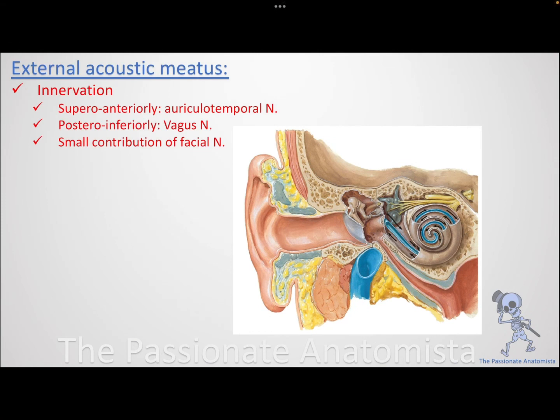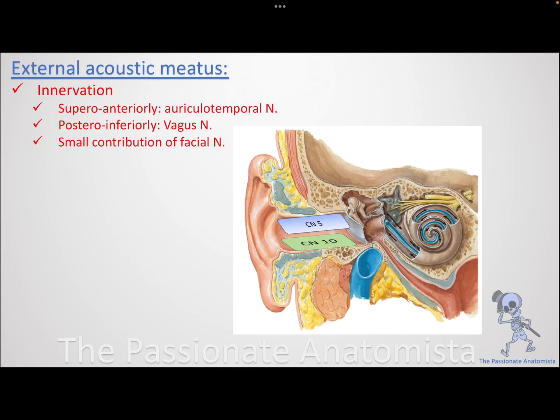Now, what would be the innervation of the external acoustic meatus? I try to make it simplified. I want you to remember that when you study the innervation of the external acoustic meatus, you have the superior and anterior part, superiorly and anteriorly, it's a branch of the fifth cranial nerve. The auriculotemporal branch, which is actually a branch of the mandibular division of the trigeminal, is what takes care of the superior and anterior parts of your external acoustic meatus.